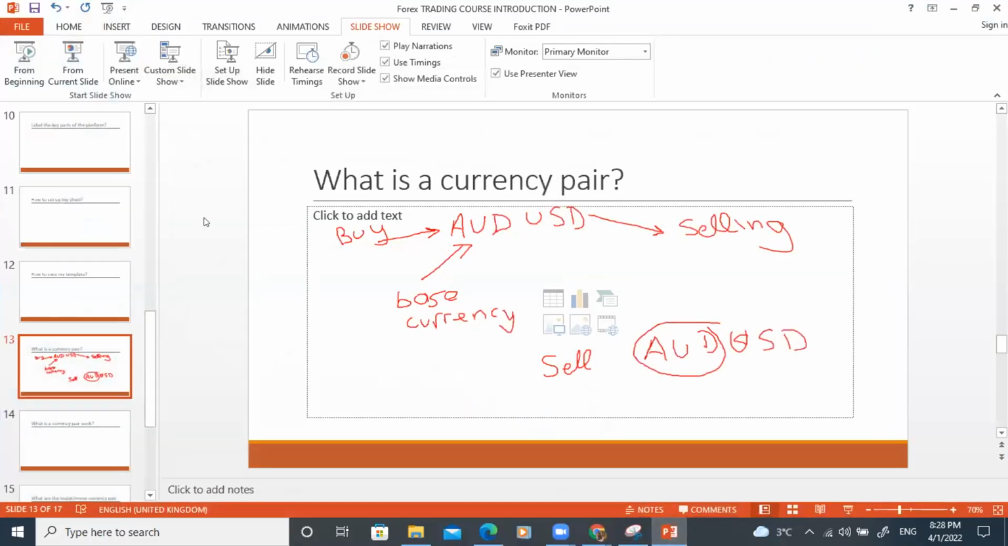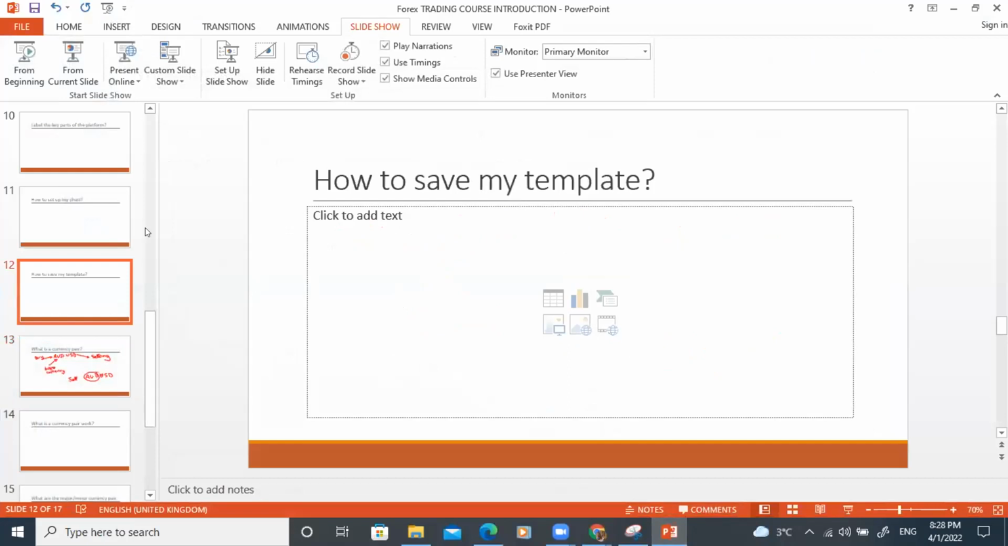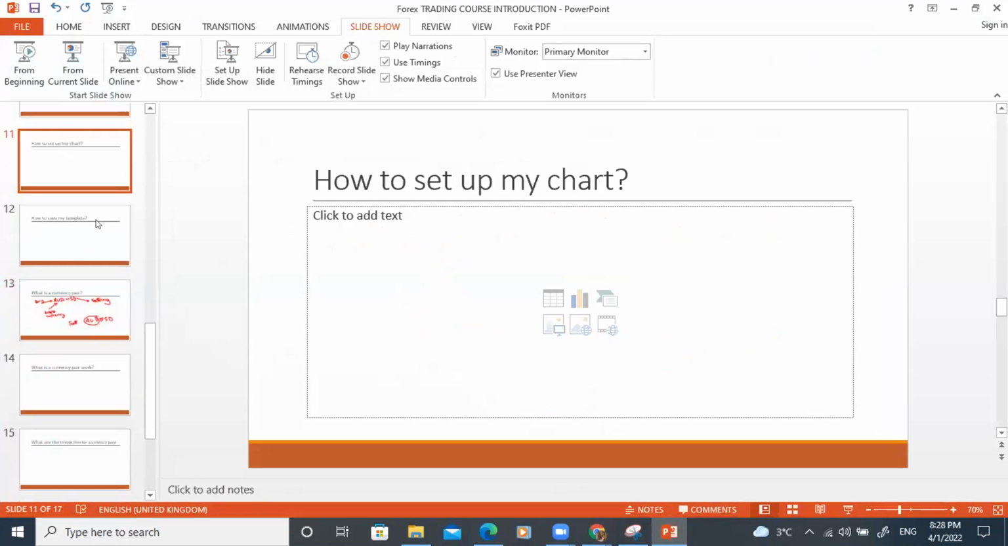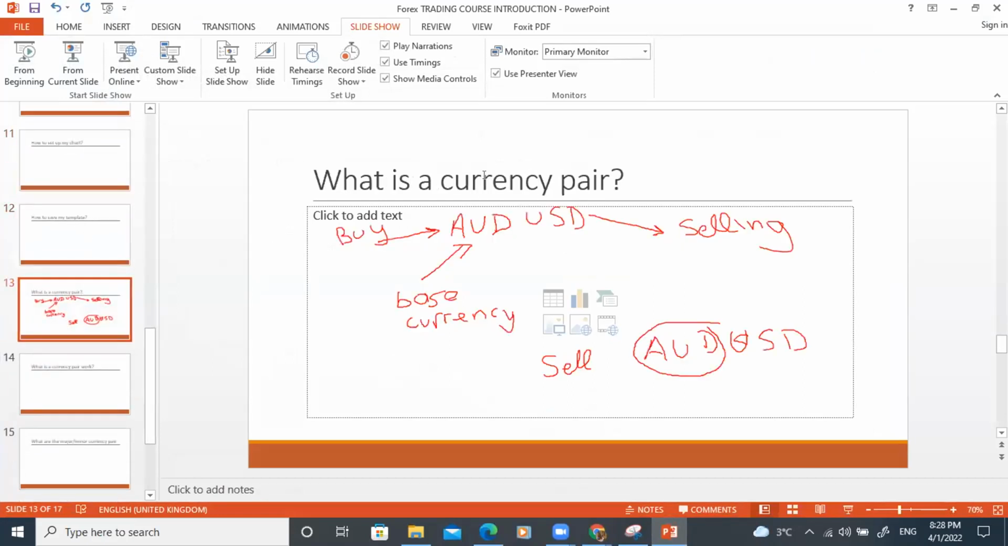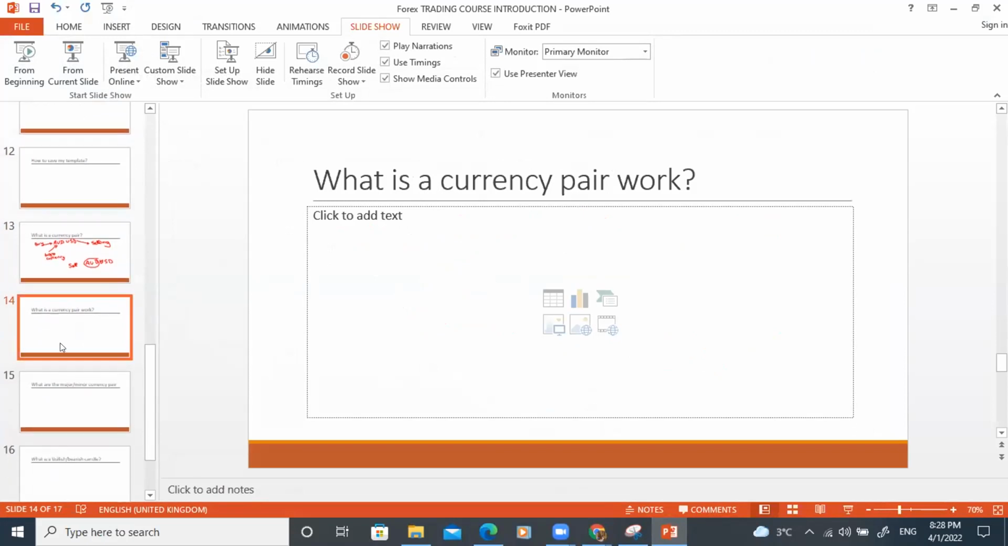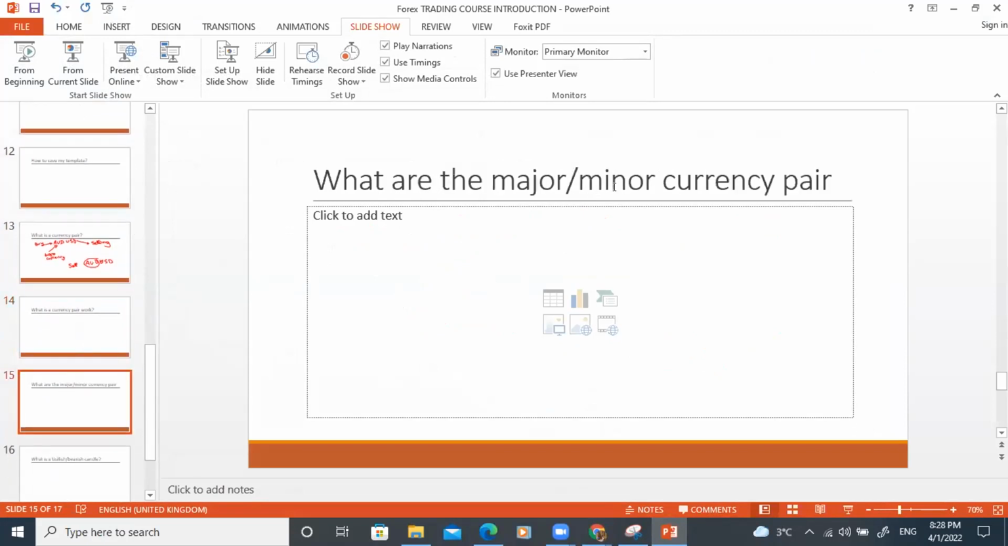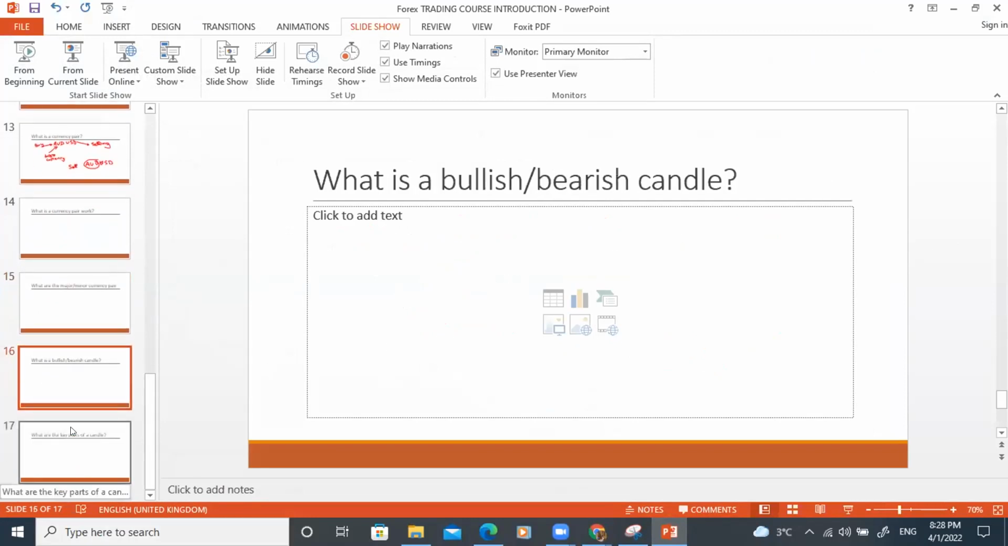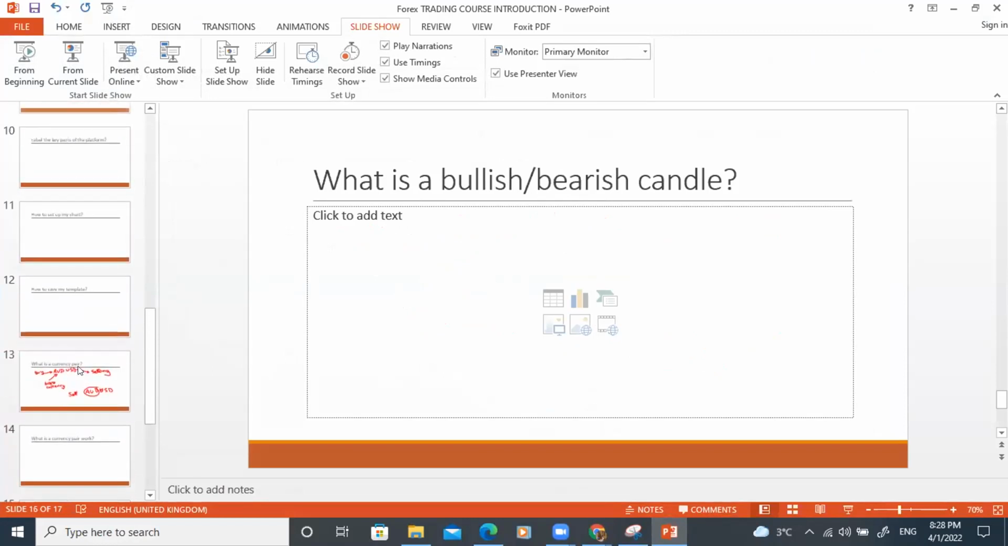What I'm going to do now is go back to the PowerPoint and show you what we've done today. We've looked at how we can save the template. We've looked at how to use the properties on the chart, which we did from last week. We've talked about the buy and the base currency. We've also talked about what a currency pair is and how it works. We also spoke about the majors, and we didn't talk about the minors today, so we'll get into those next week.